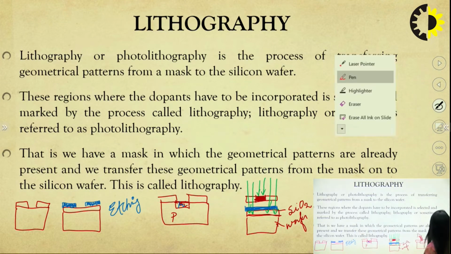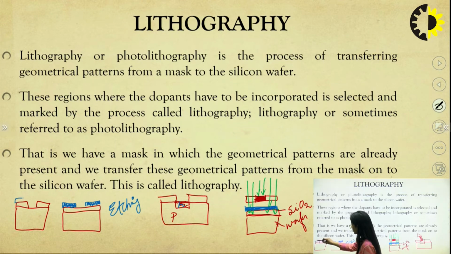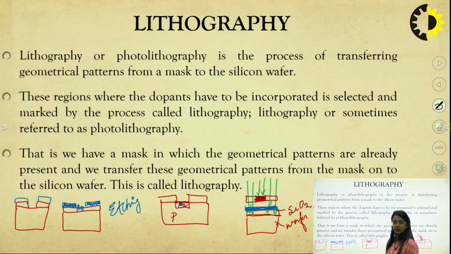And of course, there will be photoresist at the top. So this complete thing has gone. Now we have a clear space, and I can create an N well here. So this is what lithography is. This is what the process is.